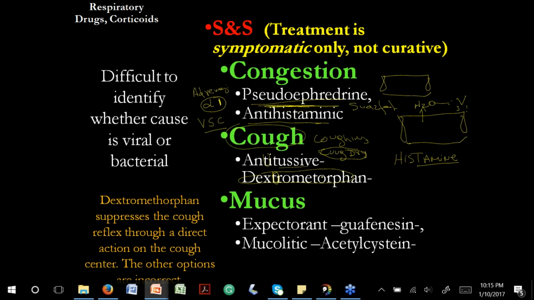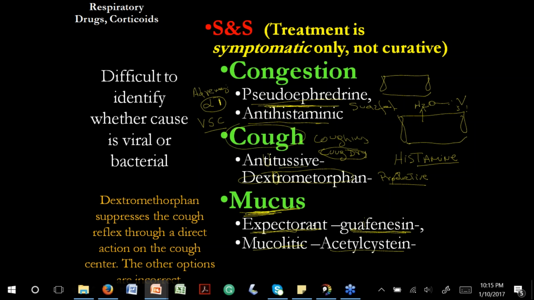So this dextromethorphan. Why? Because if this is a productive cough, we don't want to suppress the cough, because if there is a productive cough, we are going to try to get rid of the mucus. Then we have the mucus, another sign and symptom. And for this mucus, we have the expectorant, that is the opposite of the antitussive, that is the guaifenesin. And we have the mucolytic, the acetylcysteine.